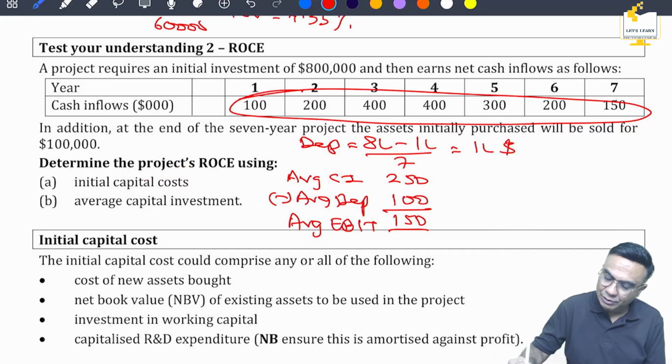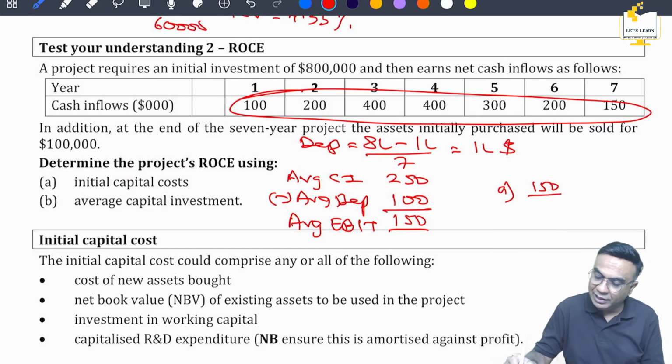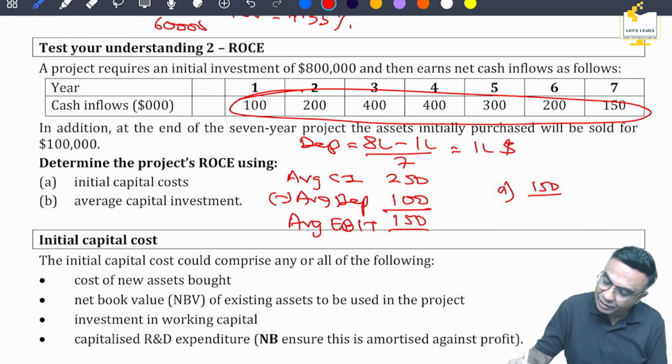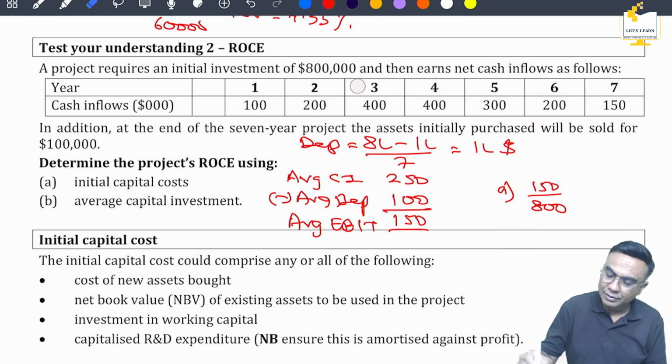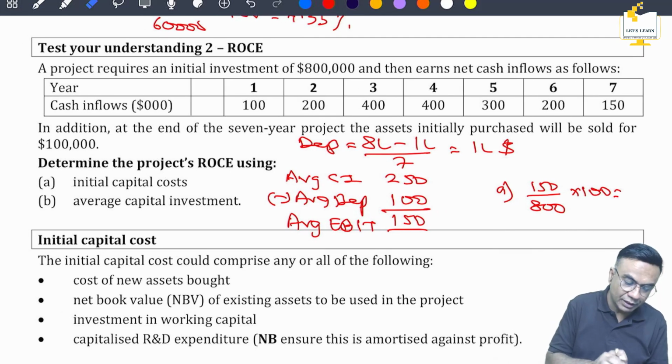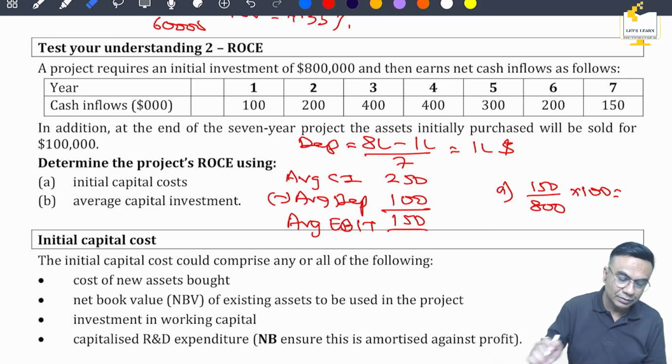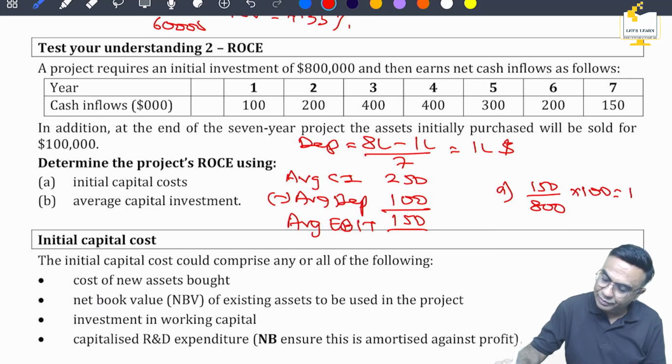Now use the formula, average profit over initial capital cost. So here, for A, what will the answer be? 150 is the average profit before interest and tax upon initial investment of 800,000, right? Okay, so into 100, that comes to how much? So this will be 150 divided by 800, 18.75.